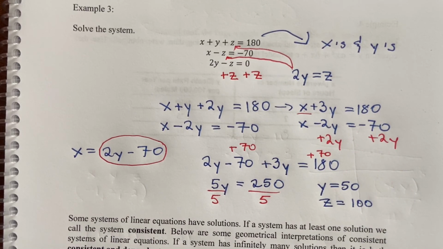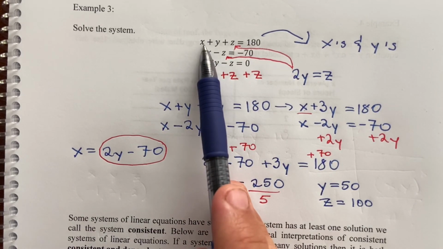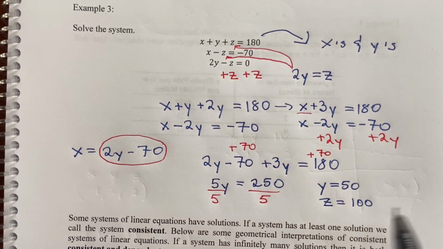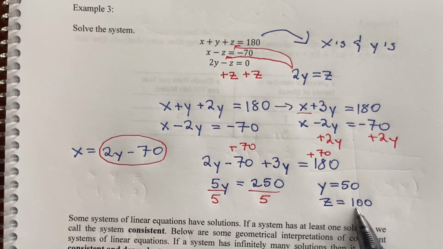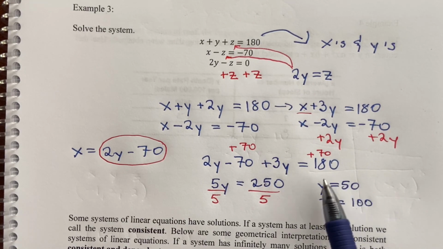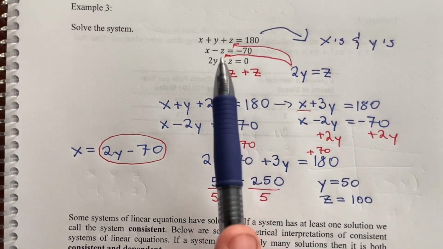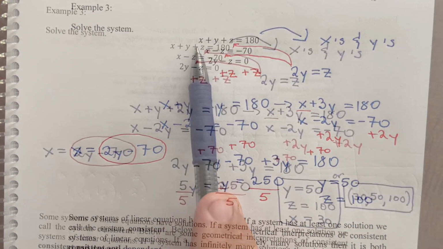Just looking around at useful bits of information, the first equation says x plus y plus z equals 180. And I know that y is 50, z is 100. That means y plus z is 150. So that means x needs to be the amount.